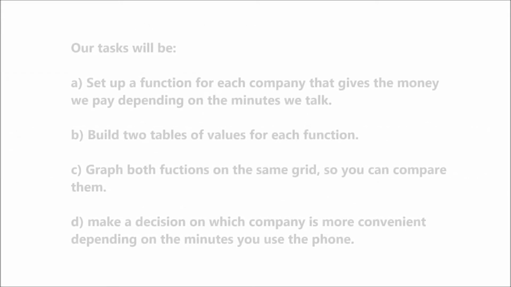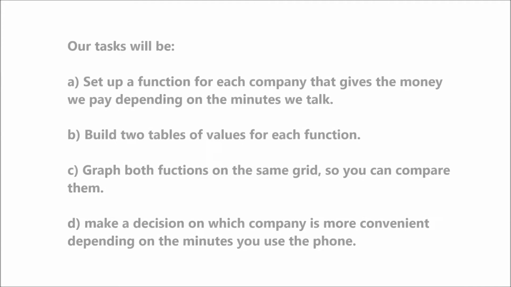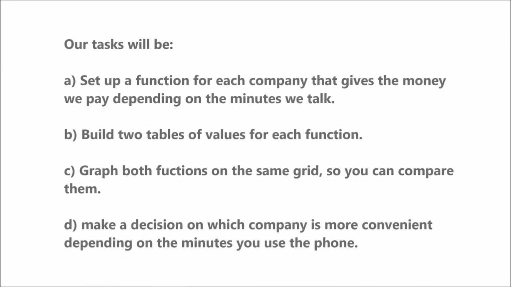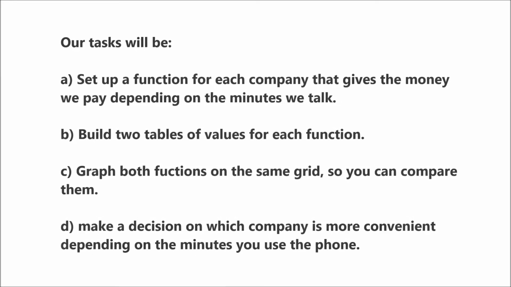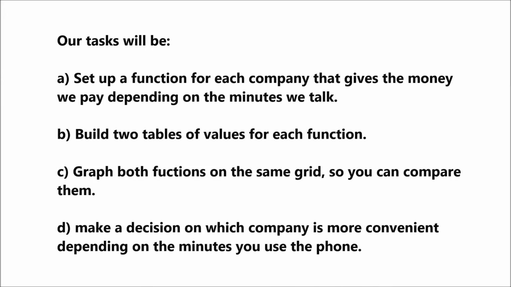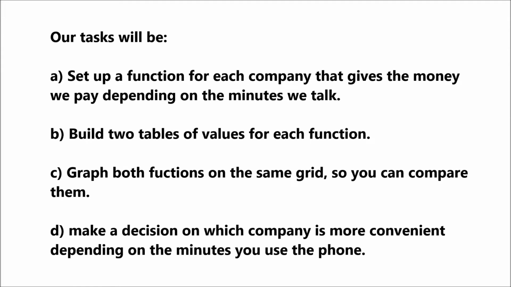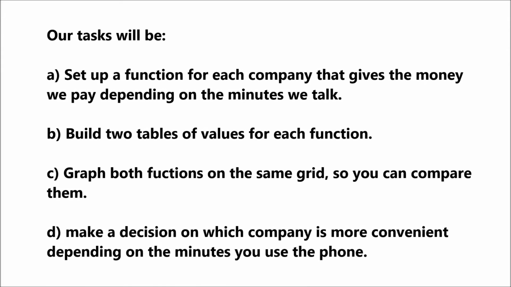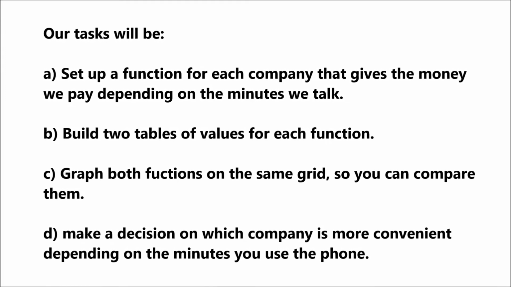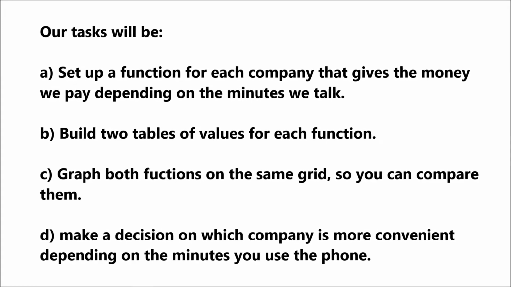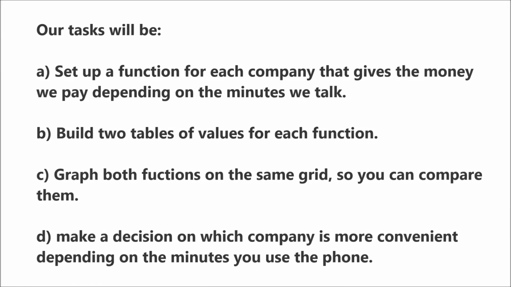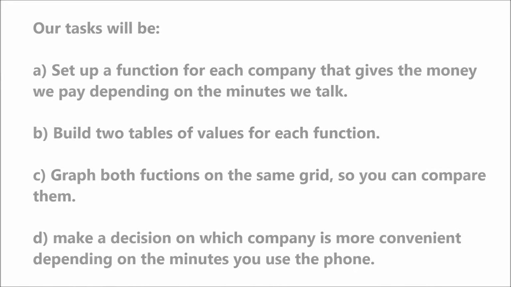Our tasks will be: A. Set up a function for each company that gives the money we pay depending on the minutes we talk. B. Build two tables of values for each function. C. Graph both functions on the same grid so you can compare them. And D. Make a decision on which company is more convenient depending on the minutes you use the phone.